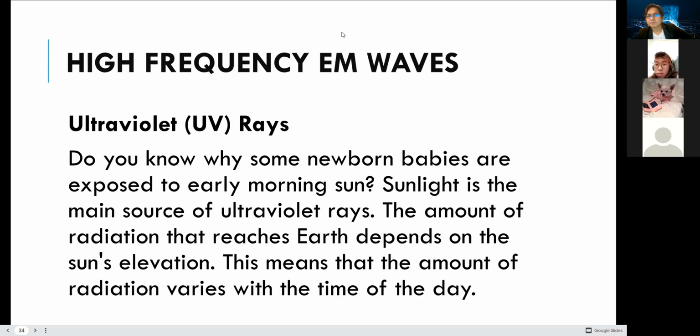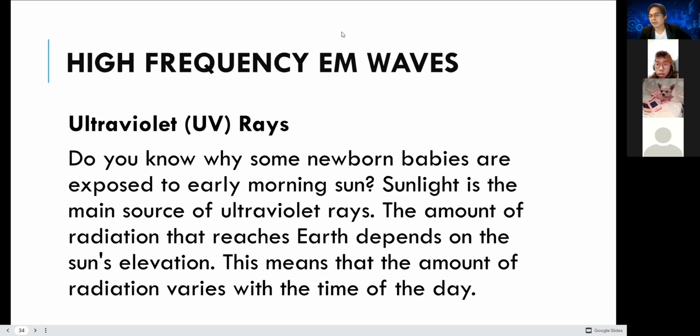What particular time? 7 to 10? Could be. 7 to 8. Okay. The correct answer is it should be 7 to 8. 9 upwards is really dangerous for newborn babies.